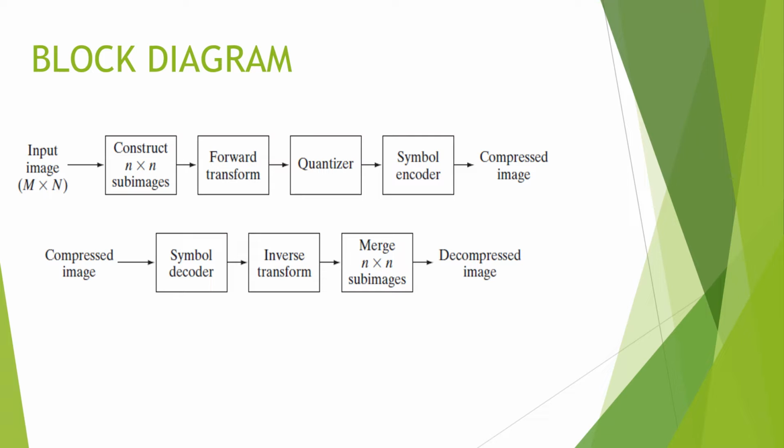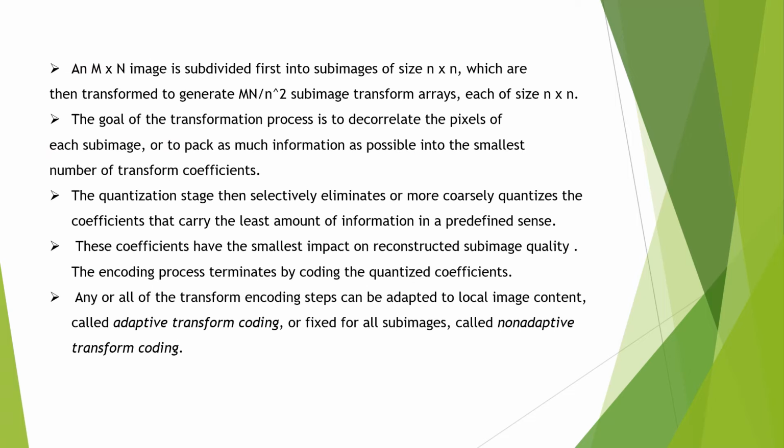For decompression, the compressed image should first be sent to the symbol decoder, and then we need to apply the inverse transformation, and then we need to merge all the n into n sub-images so that we get the decompressed image, which is the starting input image. So this is the explanation about the block diagram.